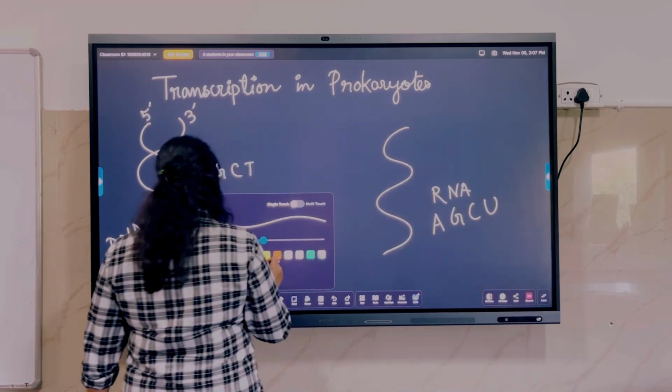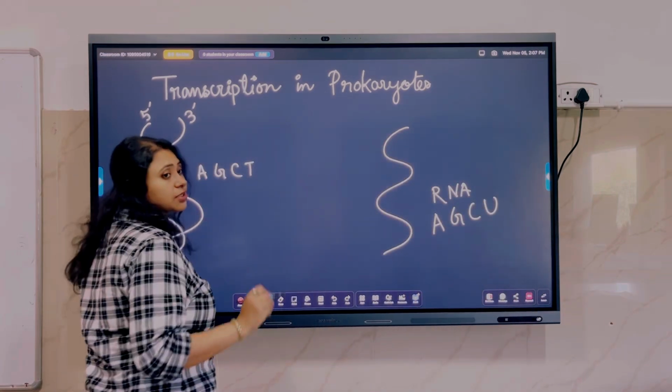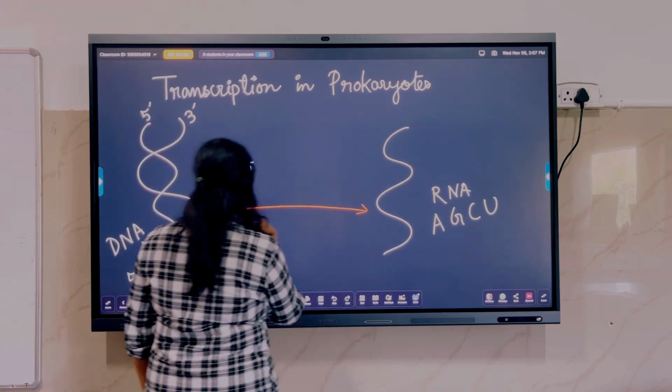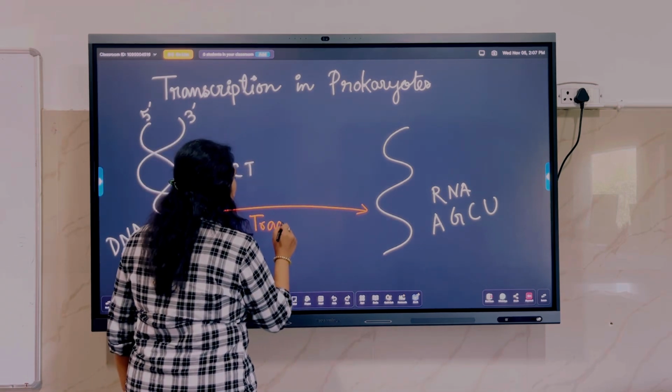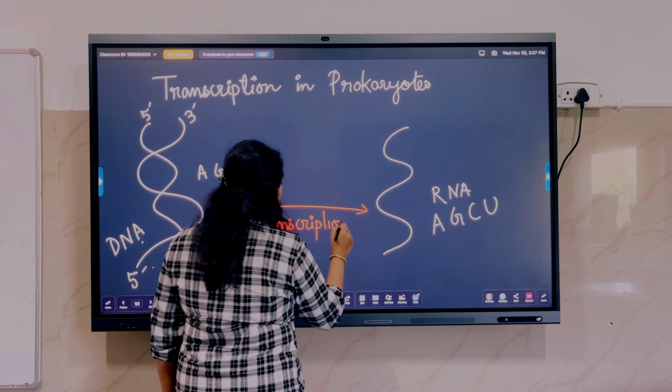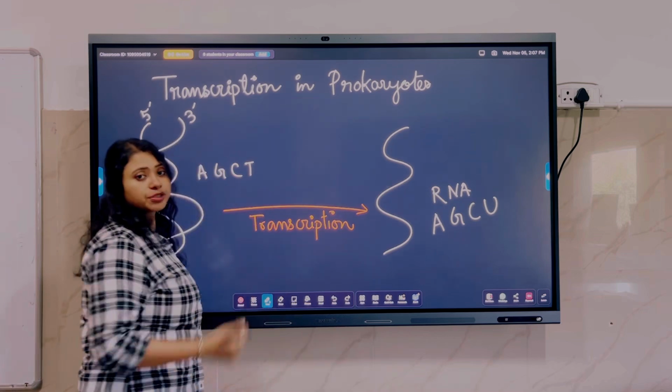And remember, what is transcription? The process of making the RNA from DNA is called transcription. Now why do we need to understand this process? Why understand this transcription process?